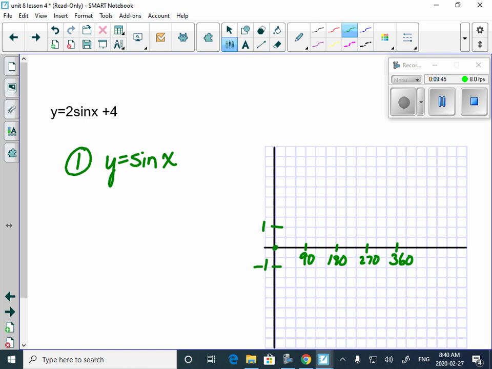Y equals sin x starts at 0, 0, goes to 1, back to 0, to negative 1, and back to 0. Then I have transformations, and it is always best to work from left to right because that means we do our multiplications before we do our additions, and BEDMAS is the way we need to draw this. Y equals 2 sin x would be my next transformation.